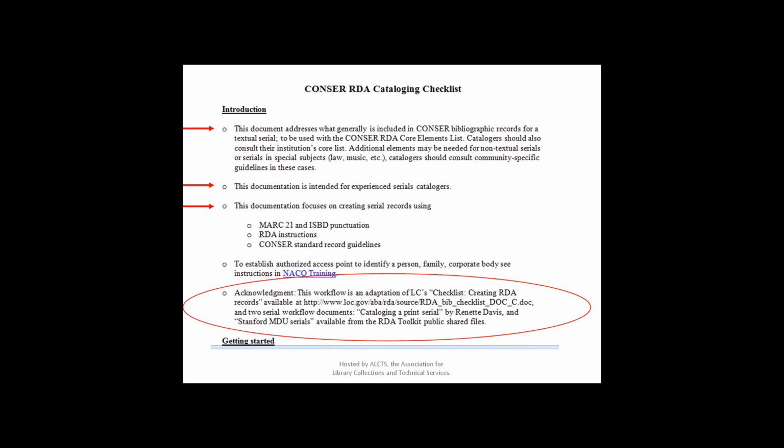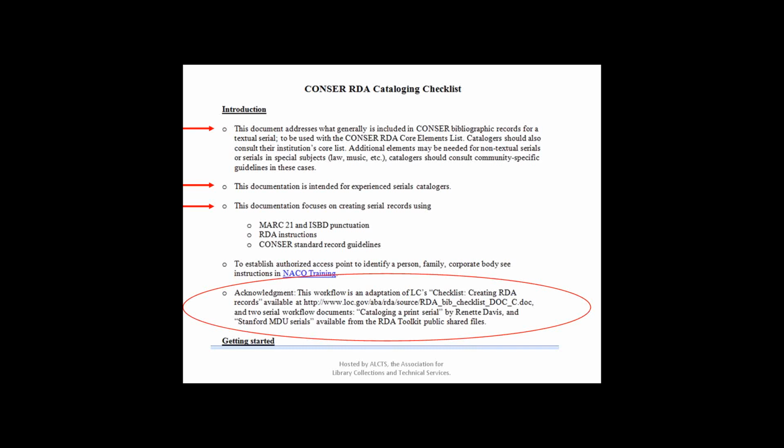The documentation is really aimed at experienced serials catalogers, and it's kind of a transitional document to help catalogers who are familiar with AACR to move into RDA. And it is used in the MARC 21 environment, which we currently are in, and we're implementing RDA with ISBD punctuation in MARC 21.